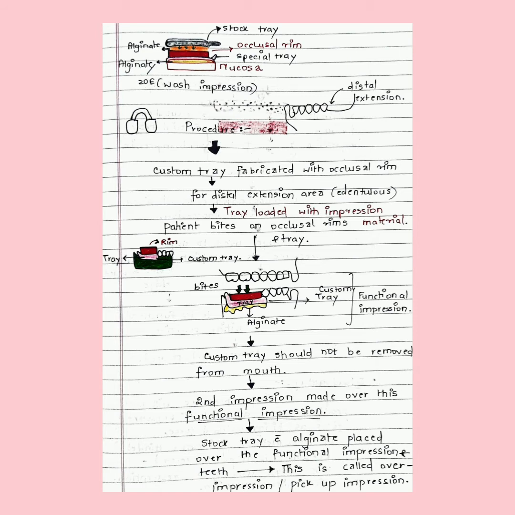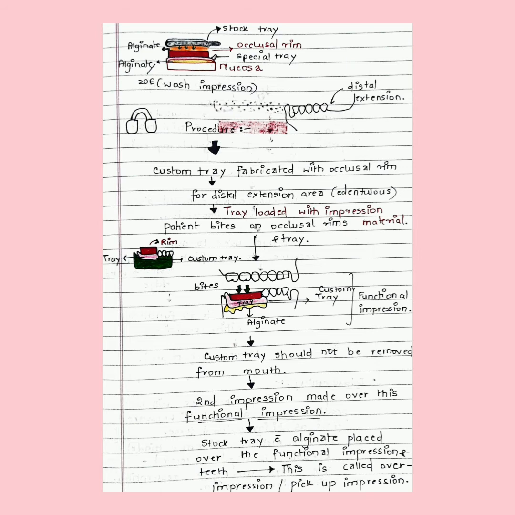Starting off with Mclean's technique, here the custom tray is fabricated with occlusal rims for the distal extension or edentulous area. Then this tray along with the occlusal rim is loaded with impression material. The patient bites on the occlusal rim and tray. Hence, this technique is a closed mouth technique. And since the patient is biting, this is known as functional impression. The custom tray should not be removed from the mouth.